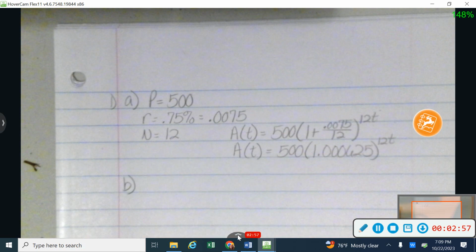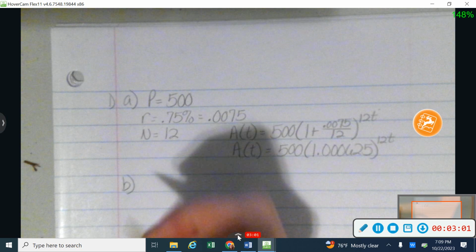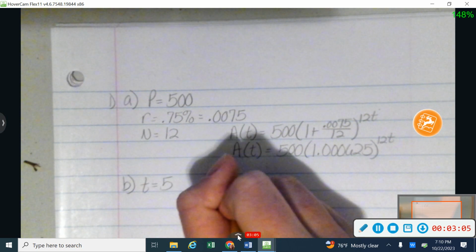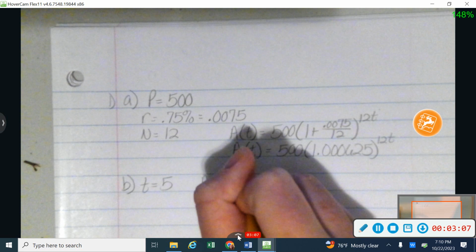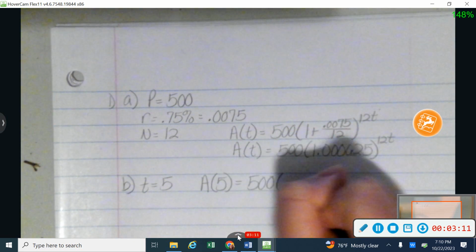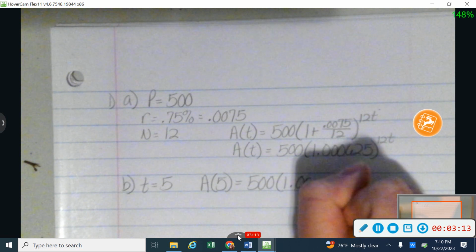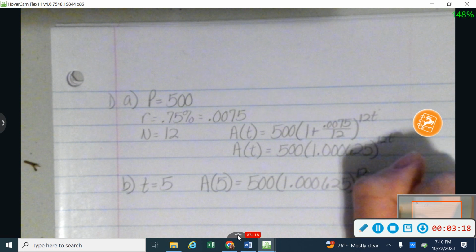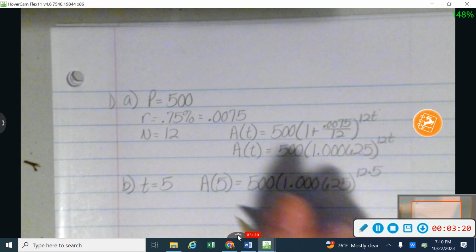And the more of those decimal points that we can use or keep along the way, the closer our answer is going to be. All right, so on part B, it asked me to determine how much the investment is worth after 5 years. That gives me a T equals 5. It wants me to find the ending amount, so I'm going to find A at 5. That'll give me 500 times 1.000625 to the 12 times 5 power.